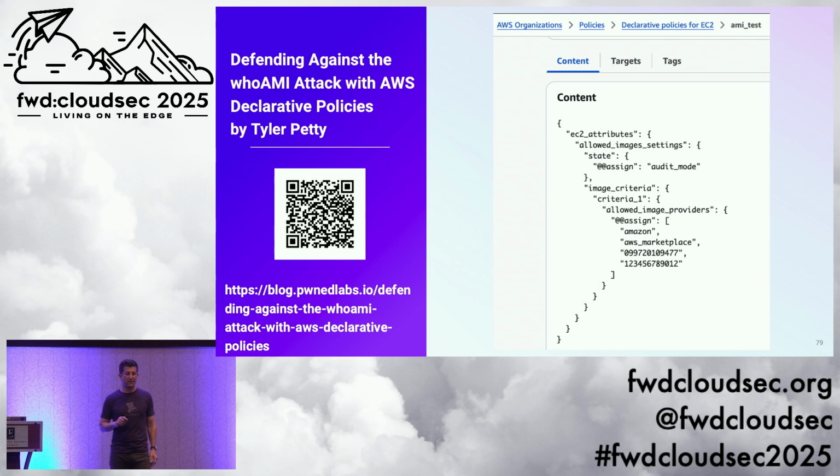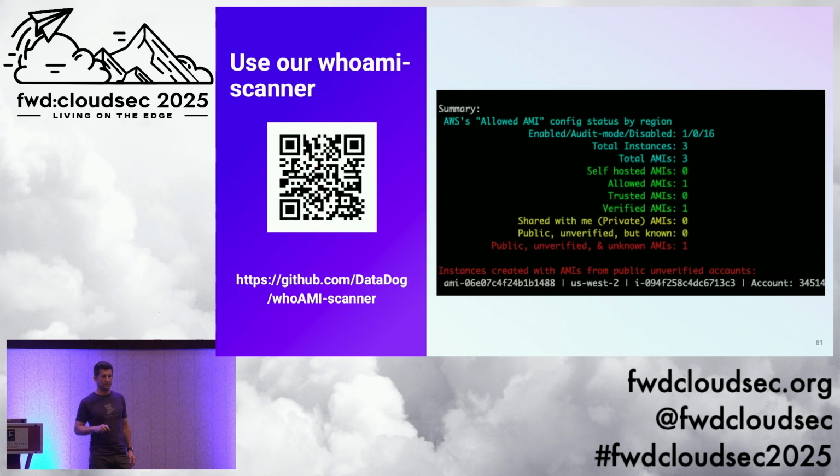So here's what the declarative policy for EC2 looks like. If any of you are familiar with SCPs, it's similar. You declare the policy, and then you apply it to one account, an organizational unit, or your entire organization. And you can run it in audit mode first, and then eventually switch it over to blocking mode.